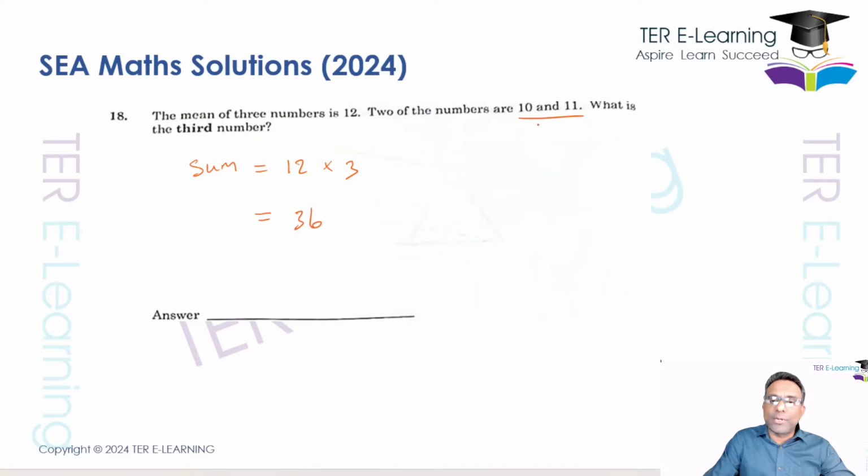Now they told us that 2 of the numbers are 10 and 11. So if I take 10 plus 11, right, I'm going to get 21. So therefore, to figure out what the third number is, all I need to do is to take 36 minus 21. That's it. So 6 minus 1 is 5. 3 take away 2 is 1. So the missing number here is 15.